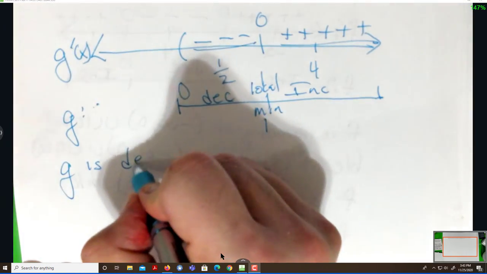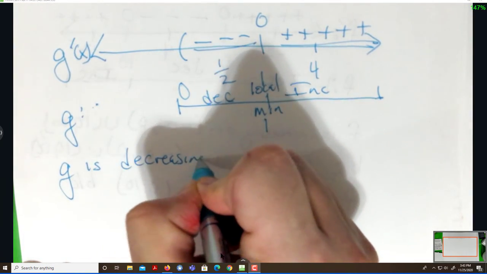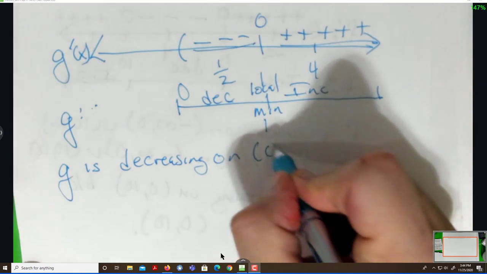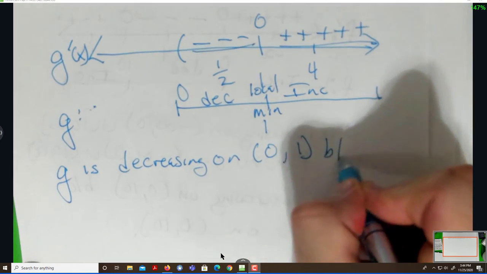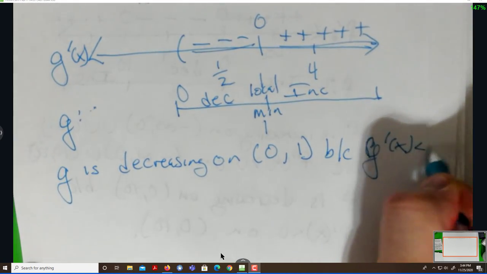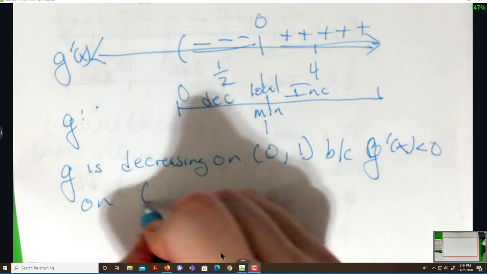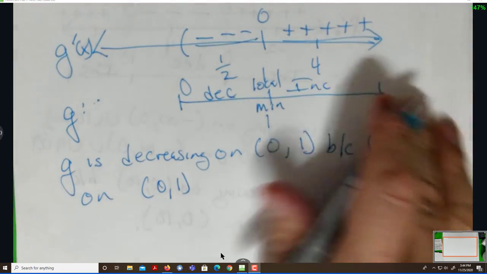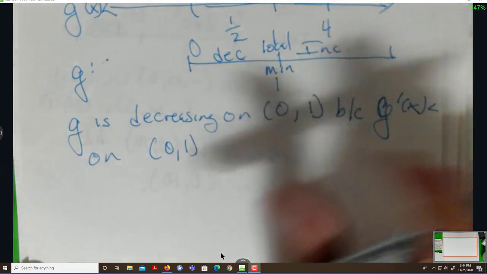G is decreasing on the open interval from 0 to 1. Why? Because the derivative, G prime of x, is negative on that interval from 0 to 1 open.